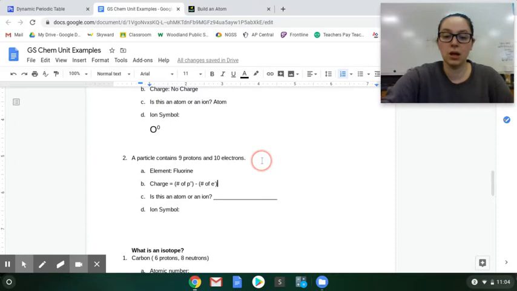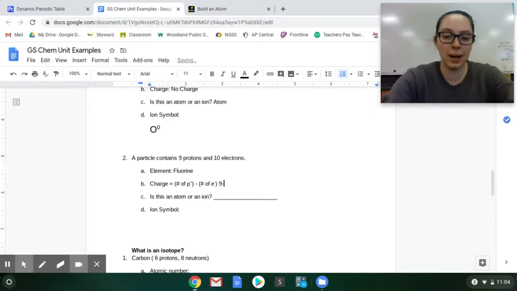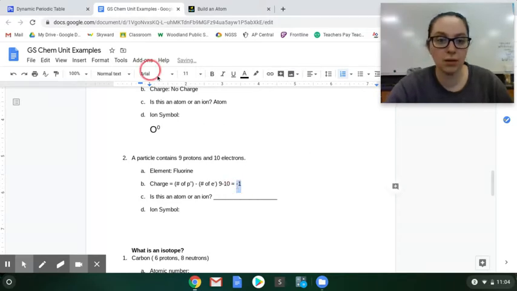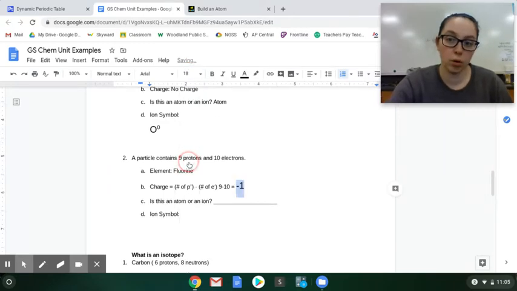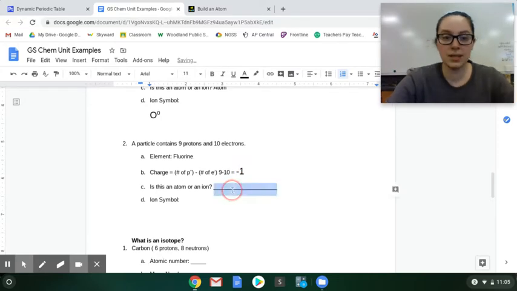In our case, my number of protons is equal to 9. My number of electrons is equal to 10. So 9 minus 10 equals negative 1. So my charge is equal to a negative 1. I have one more electron than I have protons, so I have one more minus charge. Because I have a charge, because this is not 0, that means I have an ion.